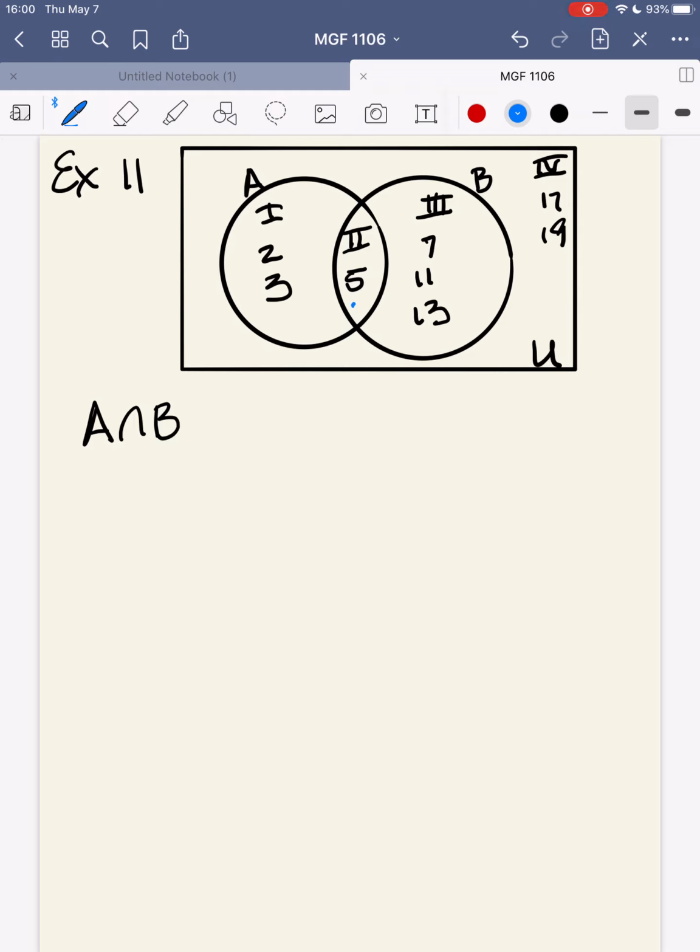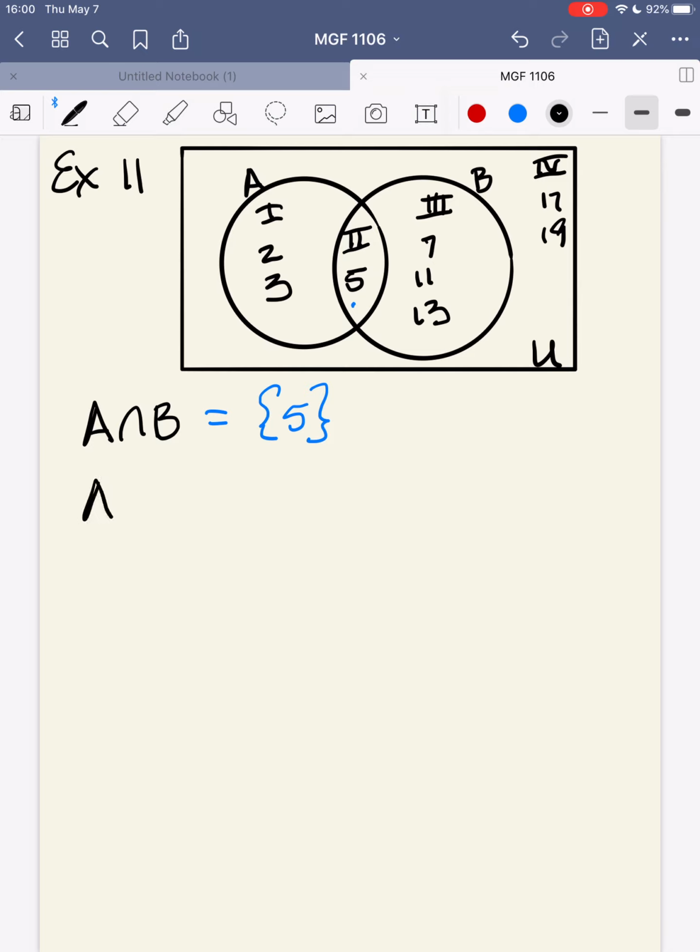Okay, and what else? This is A and B. I'm losing it. Okay, and so we're looking for things that are in A and in B. In this case, this is going to be just the number 5.